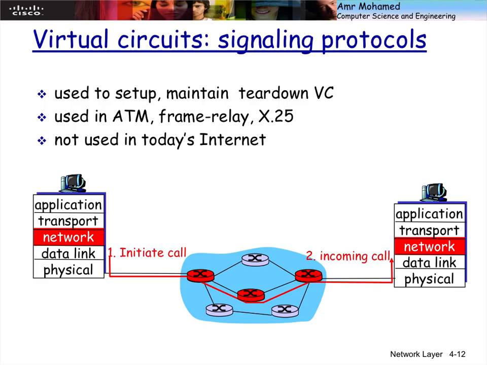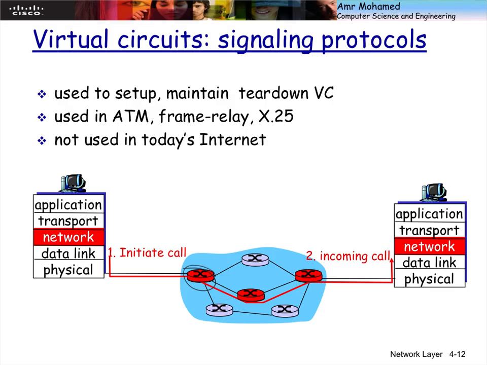So it goes through initiate call, which will go to the first router. The first router will say, okay, I need to reserve something, so let me see if I have some buffer size. This router might send back a rejection, by the way, saying I don't have any buffer size. And that's one disadvantage of virtual circuits.